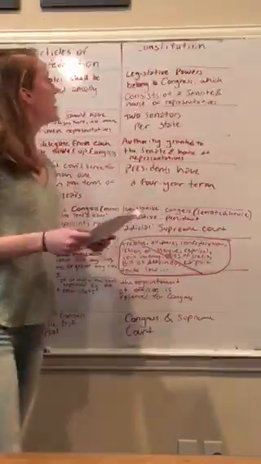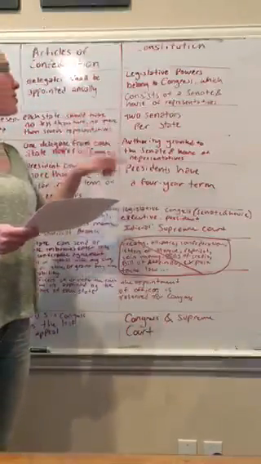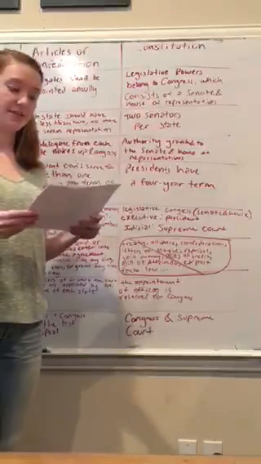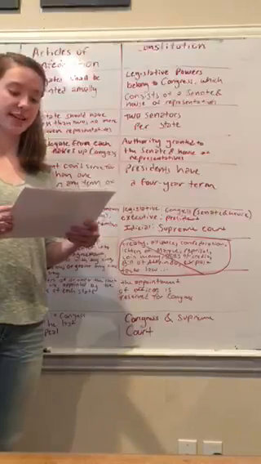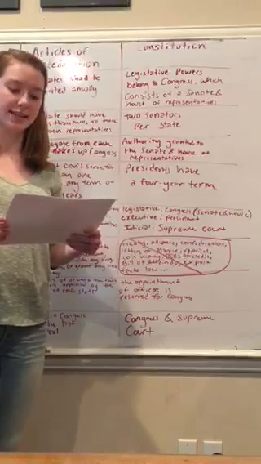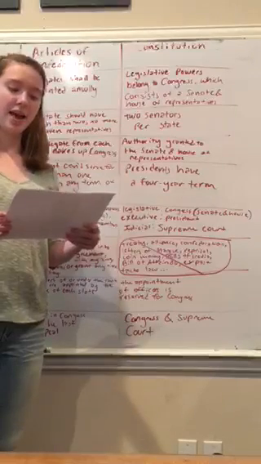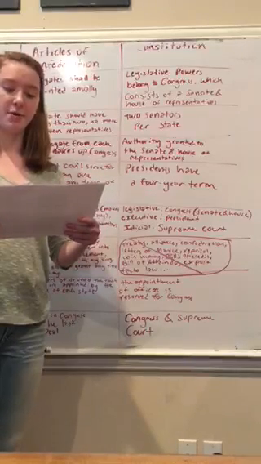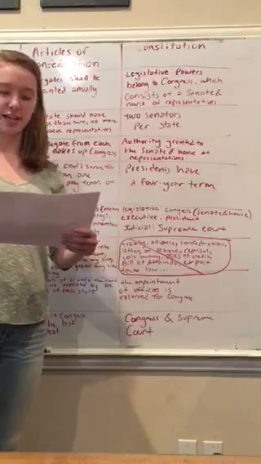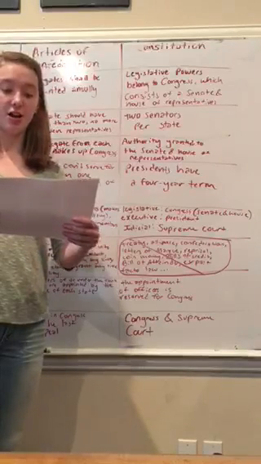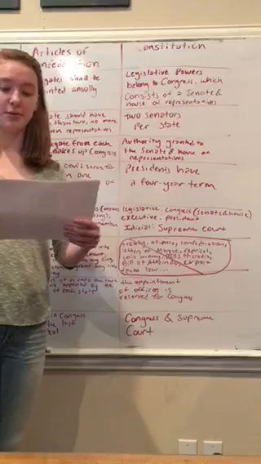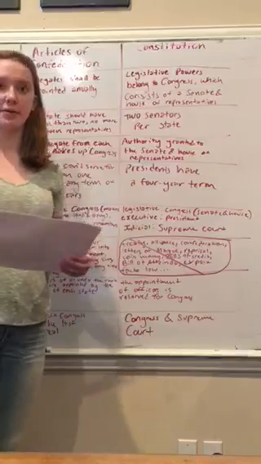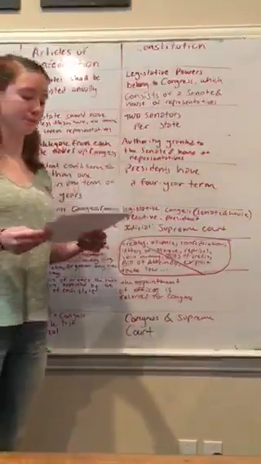So the Constitution, it says that legislative powers belong to Congress, which consists of a Senate and House of Representatives. The House of Representatives shall be composed of members chosen every second year by the people of the several states, and the electors in each state shall have the qualifications requisite for electors of the most numerous branch of the state legislature. All legislative powers herein granted shall be vested in a Congress of the United States, which shall consist of a Senate and House of Representatives. And that's according to the Constitution.